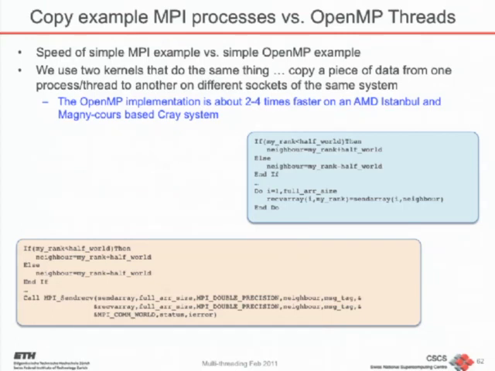So, a copy example. We're not actually even doing a copy in the OpenMP thread case. And look at the speed. We have two kernels doing effectively the same thing. Here we have to do an MPI send receive, and here we're just saying I copy from send array to receive array. Okay, in each case, the OpenMP implementation on both Cray systems is 2 to 4 times faster because we don't have to do any of the intermediate copies.